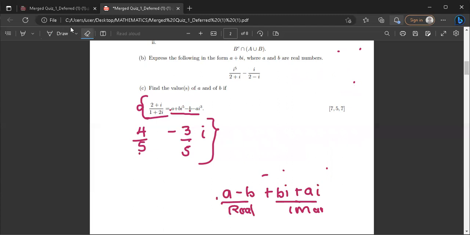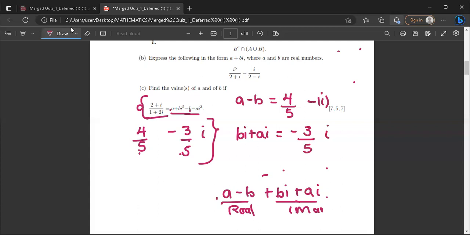So what you're going to have here is a minus b, which is this real part, equal to what's our real part here? It's 4 over 5. This is going to be equation 1. Then for the imaginary part, you equate this to this. So this is bi plus ai is equal to what? -3 over 5, and then you have the i there.